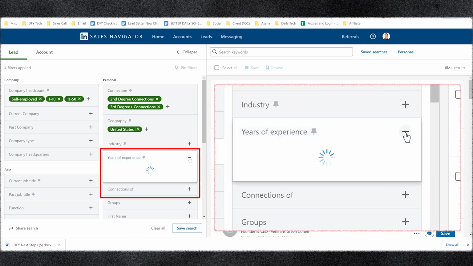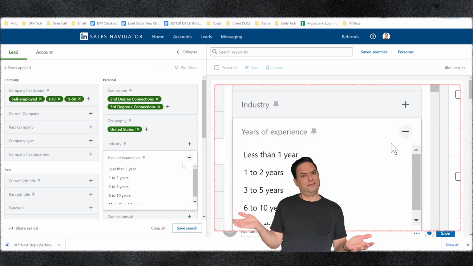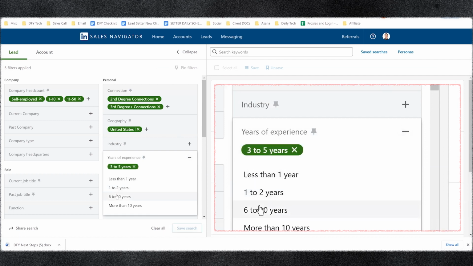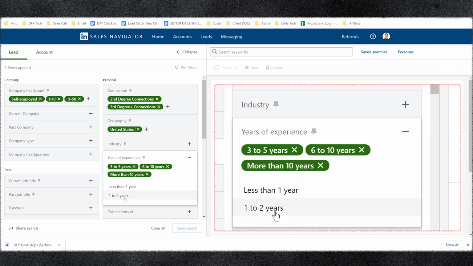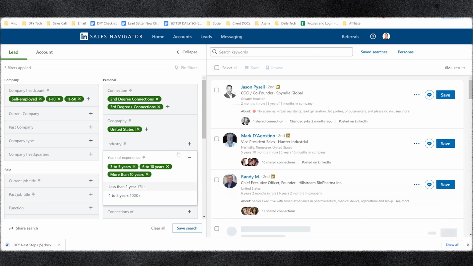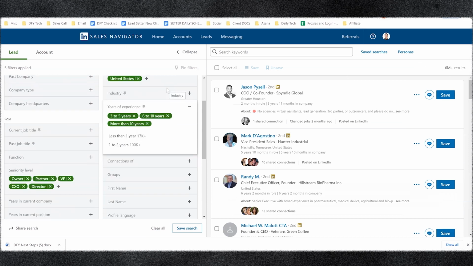Years of experience. Now, this is a really good one. Some people say, man, you know what? Whenever I do LinkedIn outreach, I'm getting just really low-end leads. They can't afford my services. So what we do is we go 3 to 5, 6 to 10, more than 10 years. If someone has been doing this game for 3 to 10 years plus, chances are they're pretty good at it. They're doing it for a while. They have clients and they can probably afford you. Okay. Now we're down to 6 million people, which is still a ridiculous amount of people. And as you probably know, you can only have 2,500 people per search on LinkedIn.